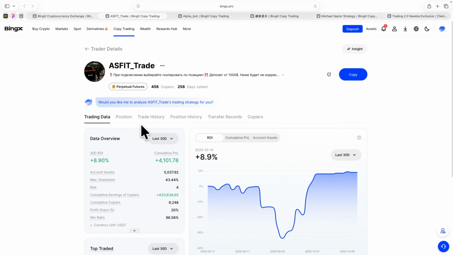So now that we just want to focus on these 4 people right here, let's look at them one by one. Now, as you can see on the screen right here, this is the first person we want to check. I can see right here, this is the person's username. You see the number of people copying this person, 456. You see the number of days this person has been a master trader for. So this person joined 258 days ago.